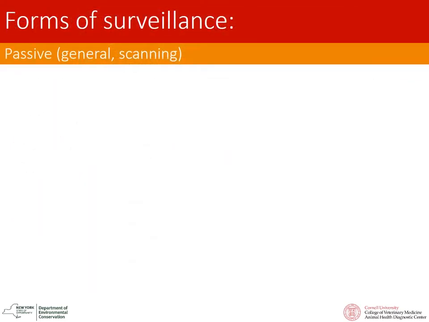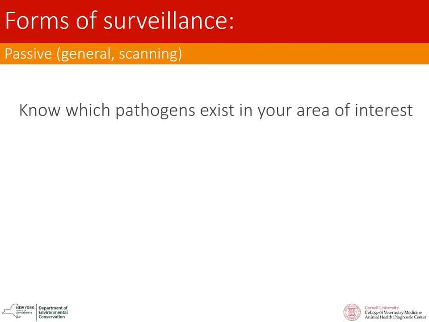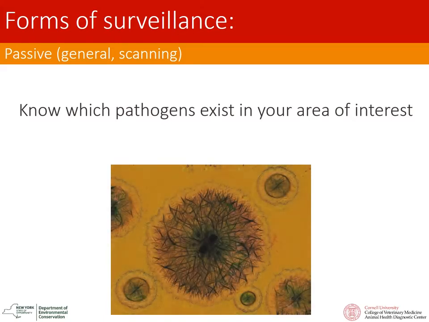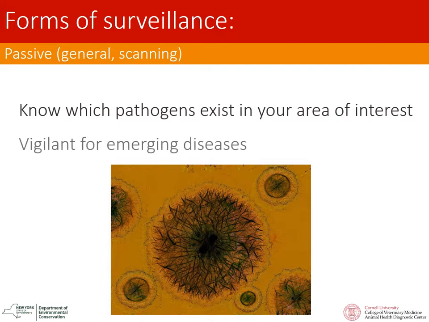In any disease surveillance, there are two major forms. The first is passive, which may also be called general or scanning surveillance. This allows you to know which pathogens exist in your area of interest and be vigilant for emerging diseases. This is the kind of surveillance we do regularly for diseases like rabies and canine distemper.